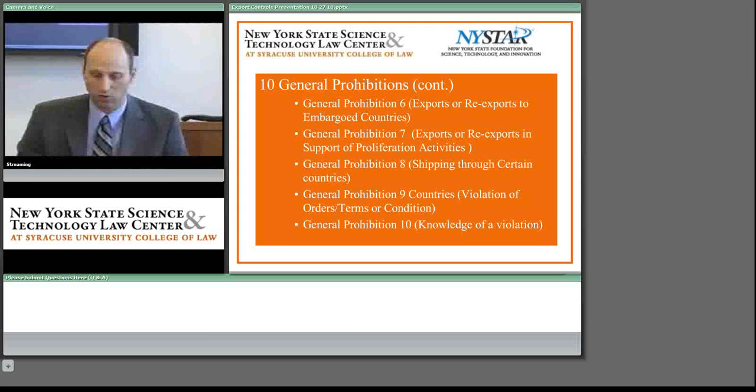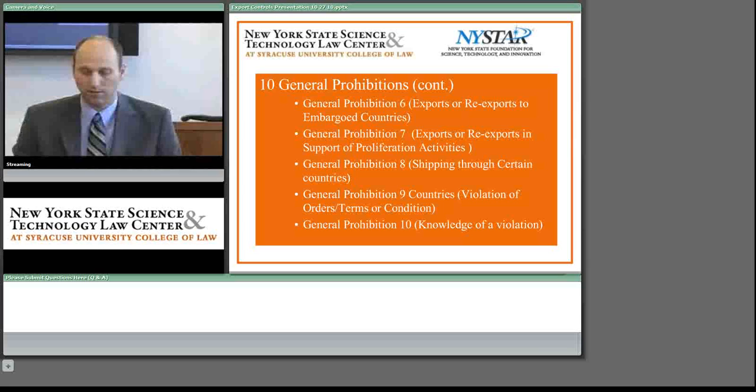General Prohibition 7 prohibits exports or re-exports in support of proliferation activities, specifically weapons of mass destruction, and there are no license exceptions there. General Prohibition 8 prohibits shipping through certain countries.